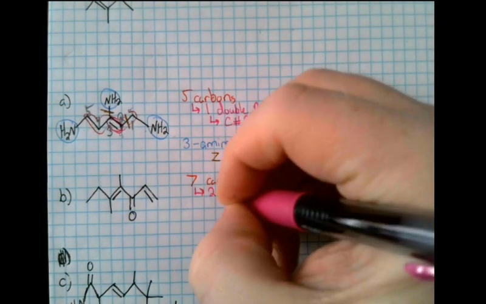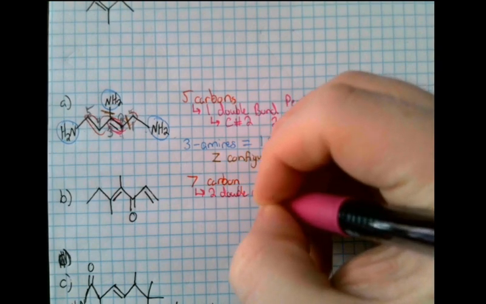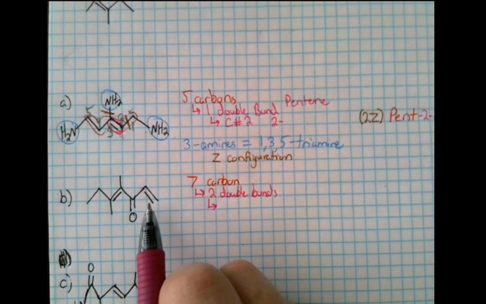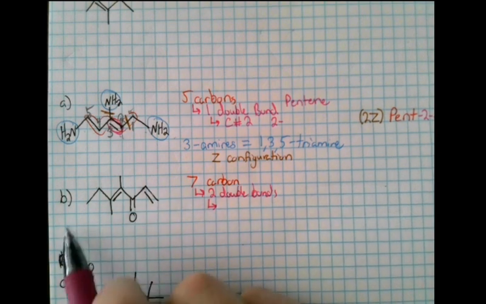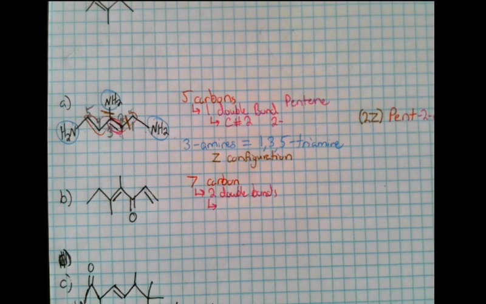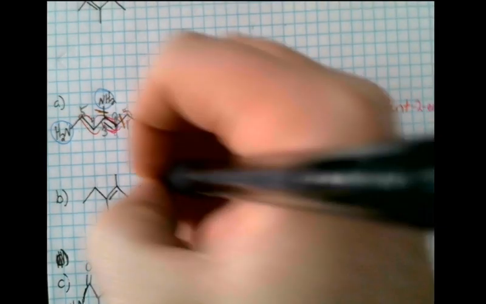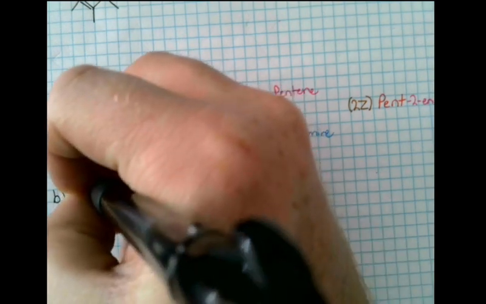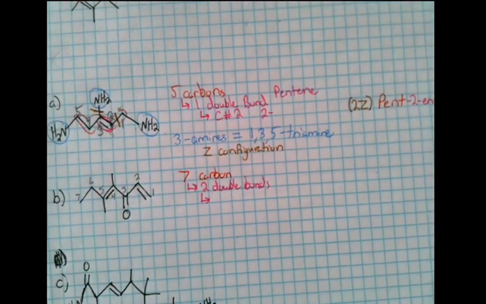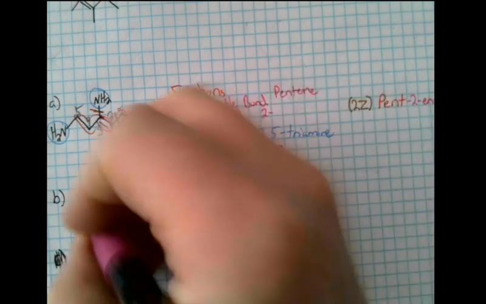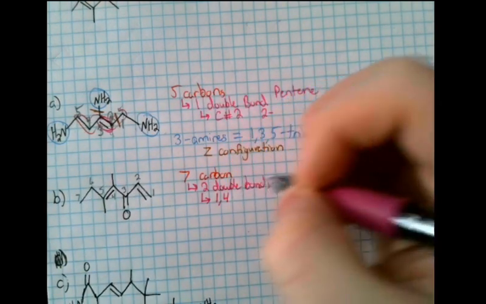We've got 2 double bonds. And if we look at numbering for this, this one has a double bond starting on number 1. This one has it on something starting on 1, 2, 3. So we're going to number from this direction. So I'm going to do 1, 2, 3, 4, 5, 6, 7. So it's on carbons number 1 and carbon number 4.